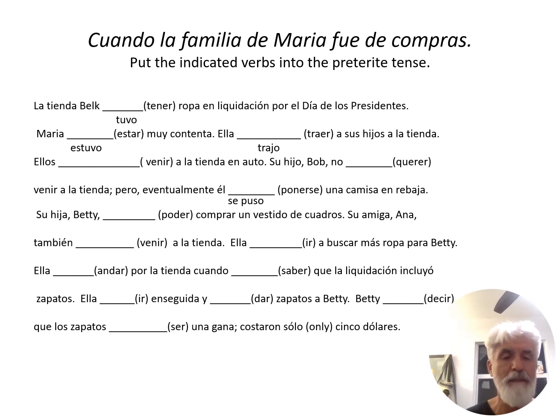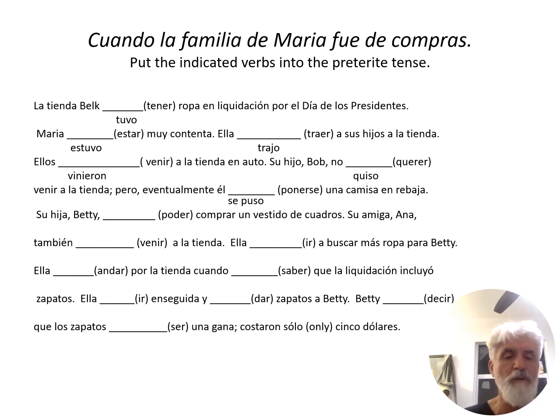Let's look at the next sentence. Ellos venir a la tienda. We want to say they came to the store. And then in the next sentence, Bob no querer venir. Bob did not want to come. So let's take a look at ellos and venir. They came. Well, what is the stem of venir, the verb to come? Okay, it's an I stem verb, so it's vin. And what is the ending that goes with ellos?